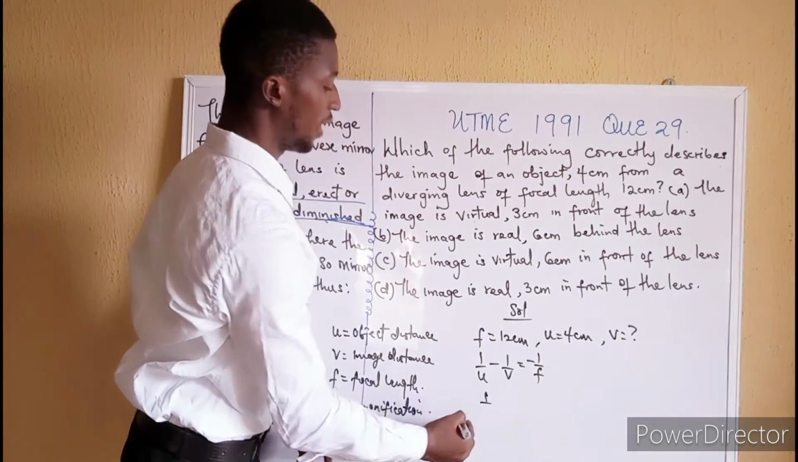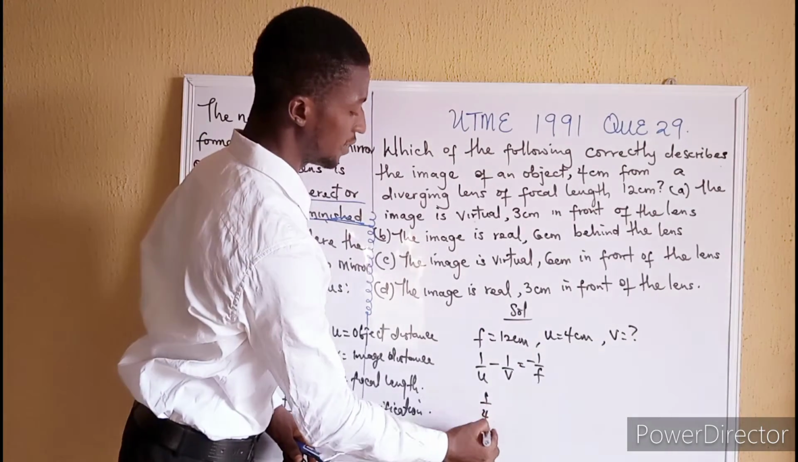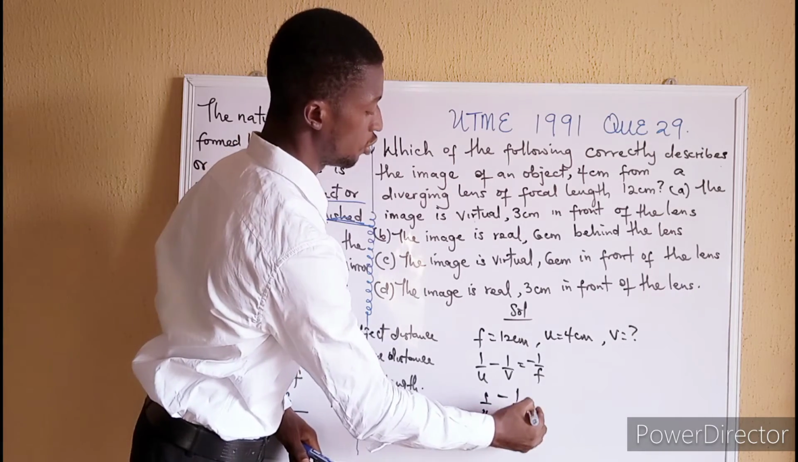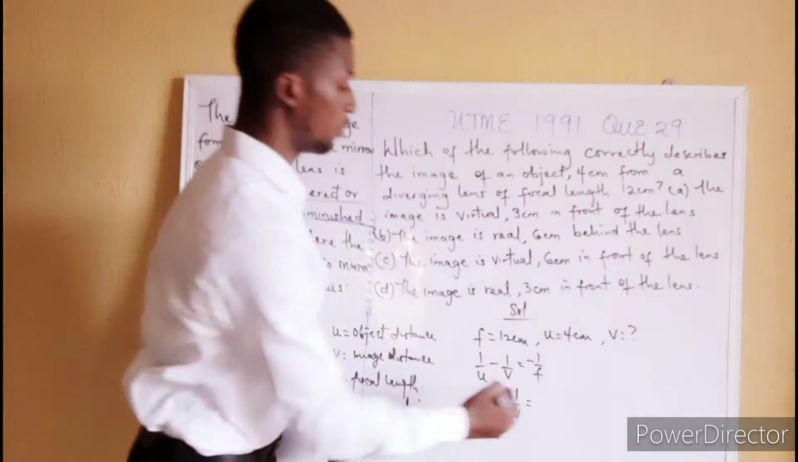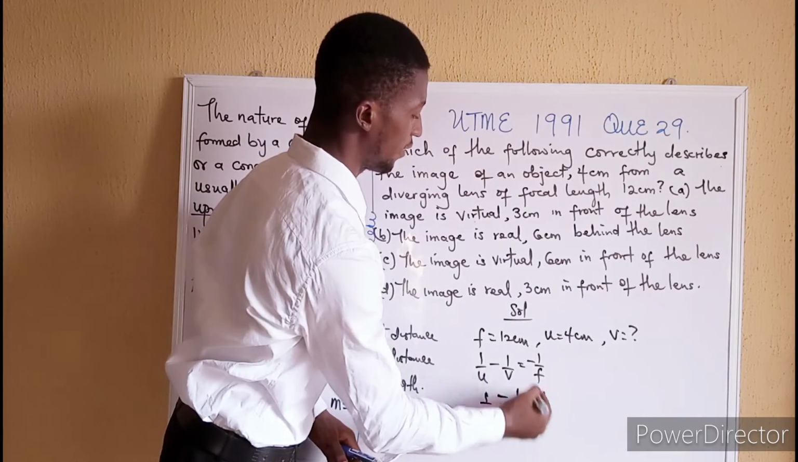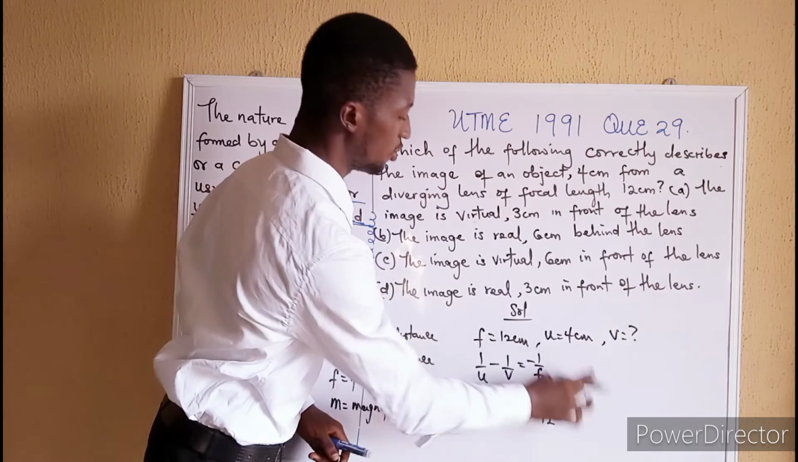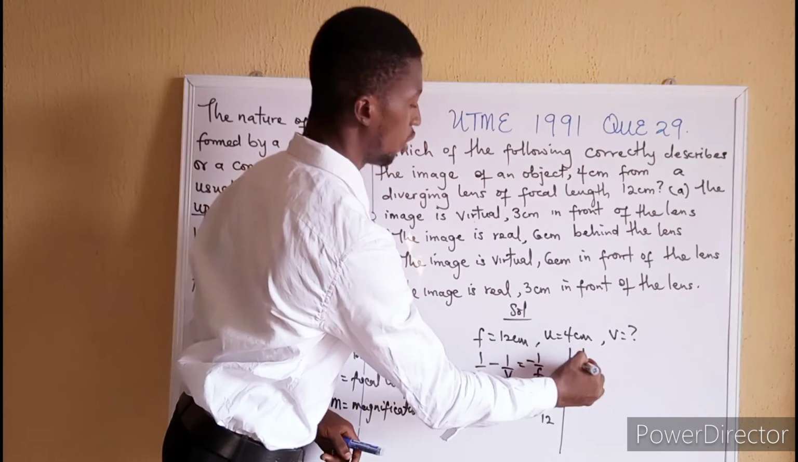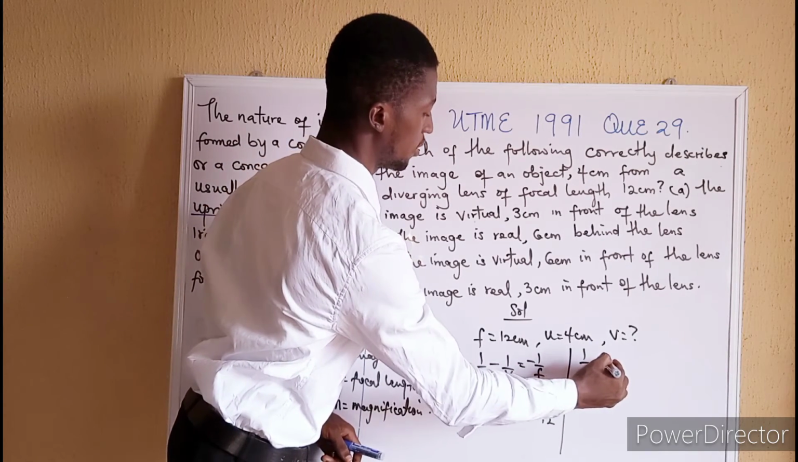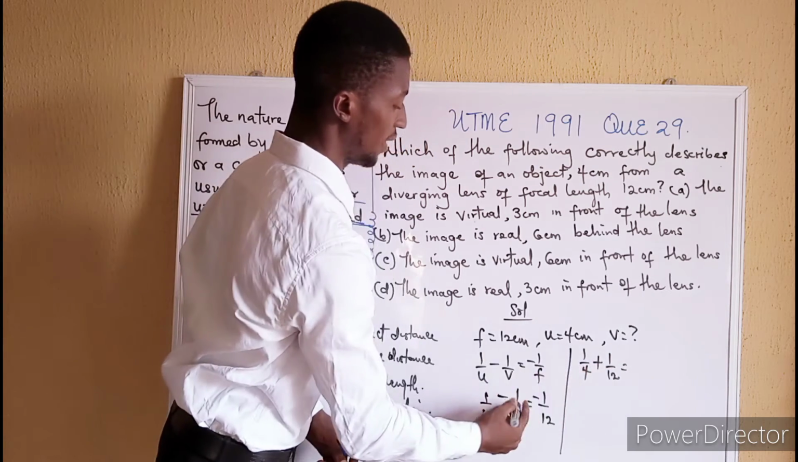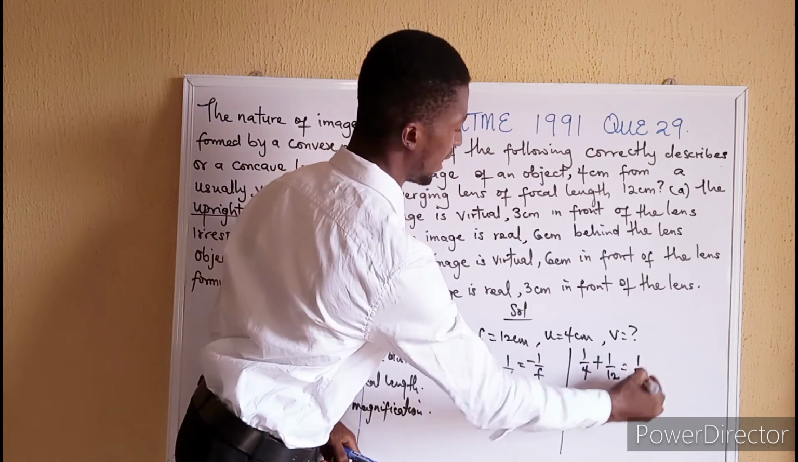So we have 1 over u, where u is 4 cm, minus 1 over v, where v is unknown, that's what we're looking for, equals minus 1 over f, and f is said to be 12 cm. In this aspect, we can take this to the other side, and we have it to be 1 over 4 minus, the minus comes here to become plus 1 over 12 is equal to, when I take this minus to the other side, it becomes plus likewise.